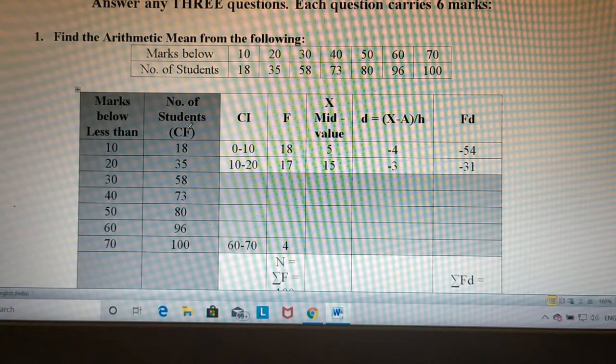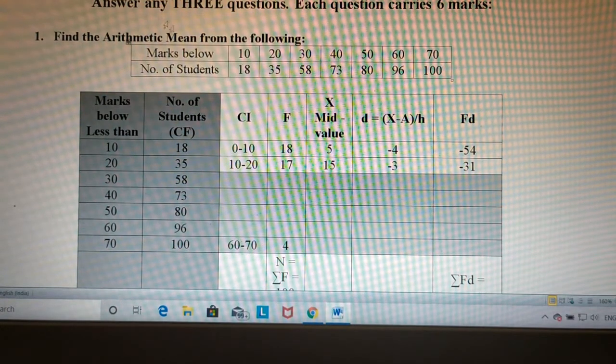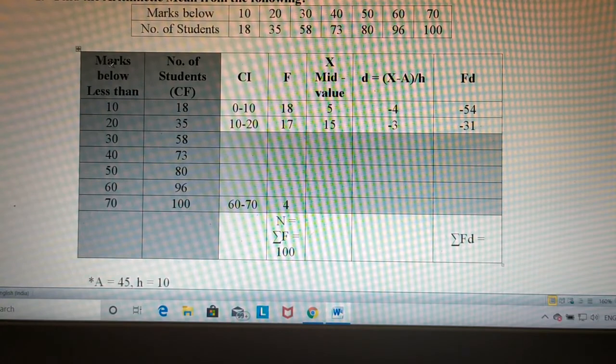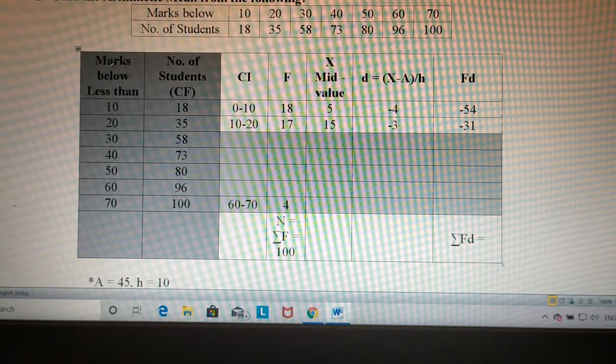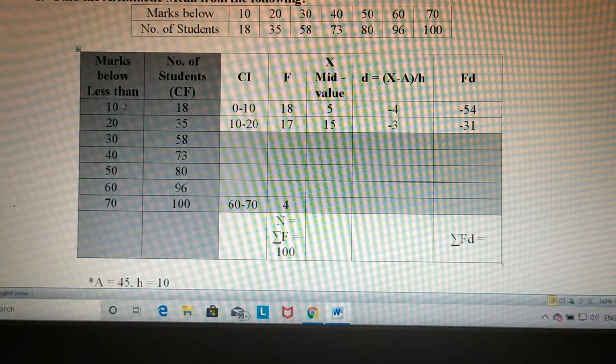Find the arithmetic mean from the following data. The data given in the question table is marks below 10, 20, 30 and the number of students who have scored those marks. I've converted that table into a vertical format. The first column consists of marks below, which I've given as less than. Number of students is 18, 35 and so on.